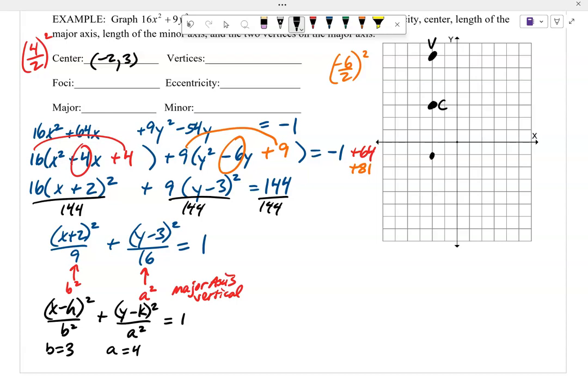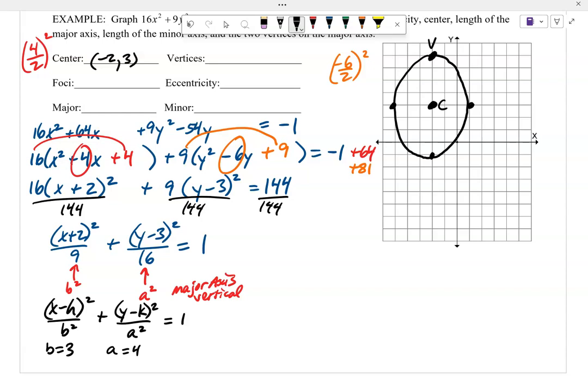B is 3, so let me go right 1, 2, 3. Left 1, 2, 3. And I could kind of draw it now. I know I don't have my foci on here yet, but I kind of struggle to draw these things.